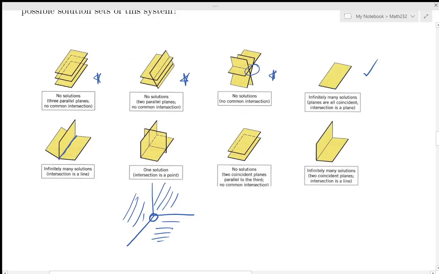Then you have a couple of other possibilities. The 2 planes are on top of one another, and the third one is parallel. No solutions. And then we have 2 coincident planes and 1 plane intersecting the 2 of those, and then you get a line for an intersection. So we've basically got a situation where we've got no solutions, infinitely many solutions, and 1 solution, which is exactly like the 2 by 2 case, in fact. Okay, and we'll capture that idea in a theorem.